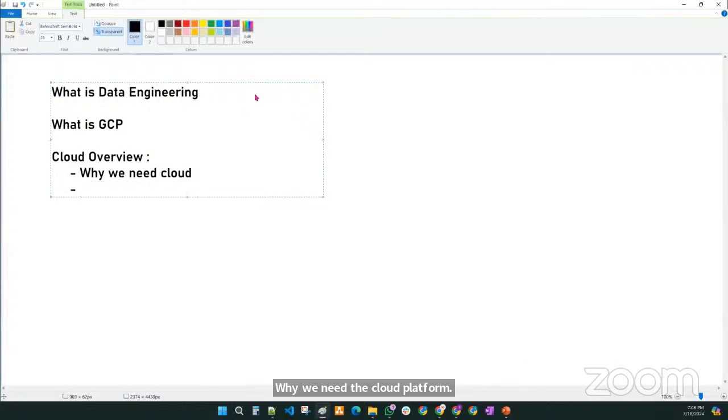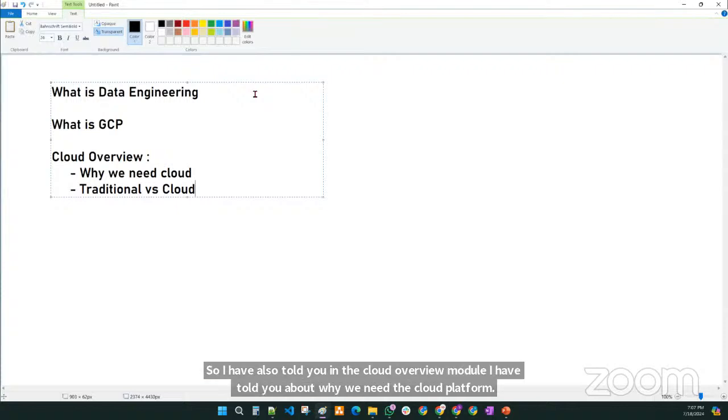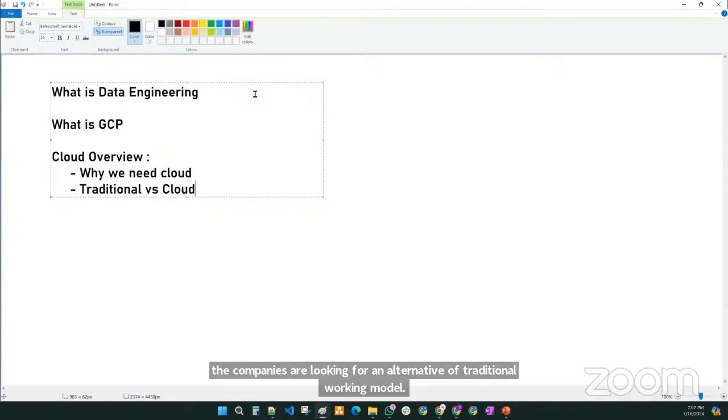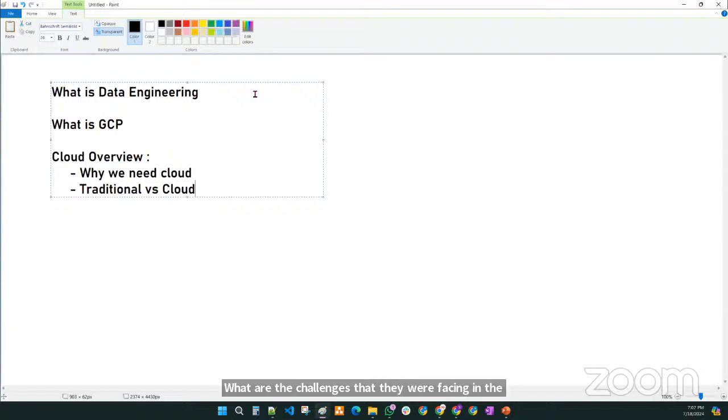And after that, I told you the difference between the traditional working model versus the cloud computing model. I also told you why the companies are looking for an alternative to the traditional working model, what challenges they were facing in it, how the cloud was able to fix those challenges, and how people started working in the cloud. All of those details we discussed in this module.